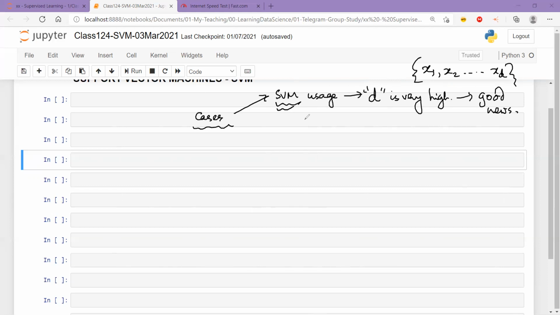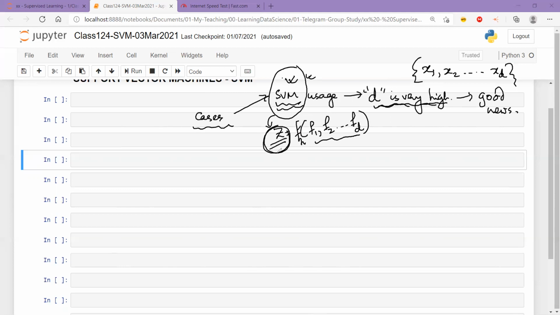We must use SVM, because when d is very high, when I have very high dimensional data, other than SVM, if you note the other algorithms that we have seen until now, absolutely nobody created that new variable f1, f2 until f of d. SVM is the only machine learning algorithm where we were able to create this z.